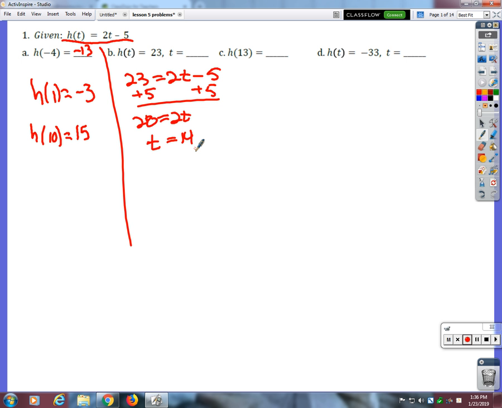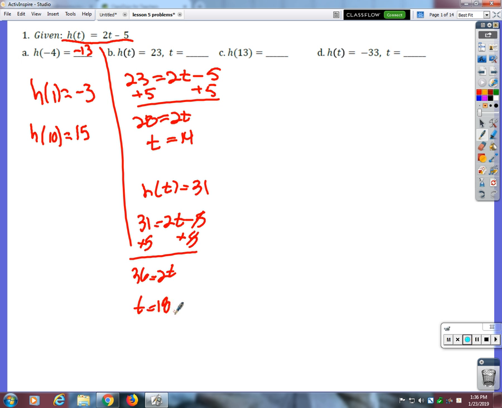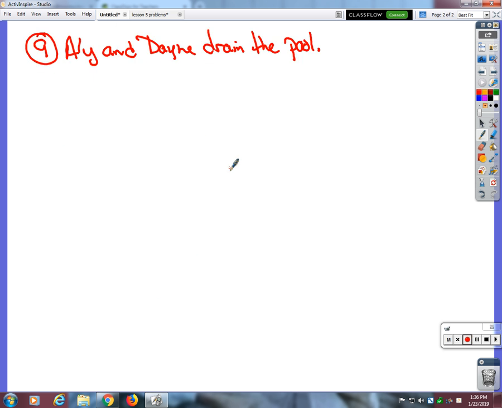Okay? How about if I told you that h of t equals 31? Then you go 31 equals 2t minus 5. Add 5. So there t would equal 18. Okay? So two different ones. One, you give a function, you plug in a value. The other one is figure out when it equals that.